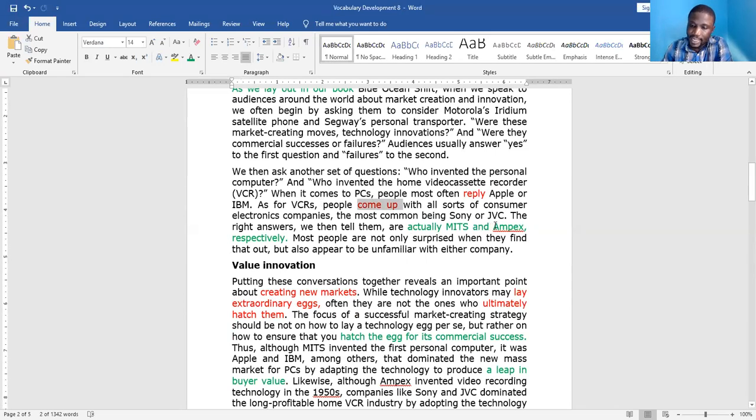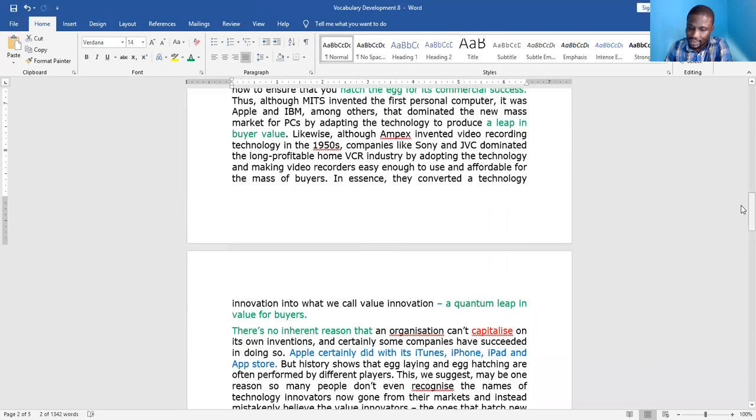Actually, MITS and Ampex, respectively. You are trying to refer to two entities that address a particular issue, and you've arranged them in order, so you can say respectively. It's always good, instead of referring to the fact that it is MITS and Ampex that actually designed PCs and VCRs, because if you look at the paragraph, that's what it was saying. Okay, then in the next paragraph, you can see creating new markets, lay extraordinary egg. Those words can replace one another: creating new, lay egg, hatch them. Hatch them was replaced here with capitalize.